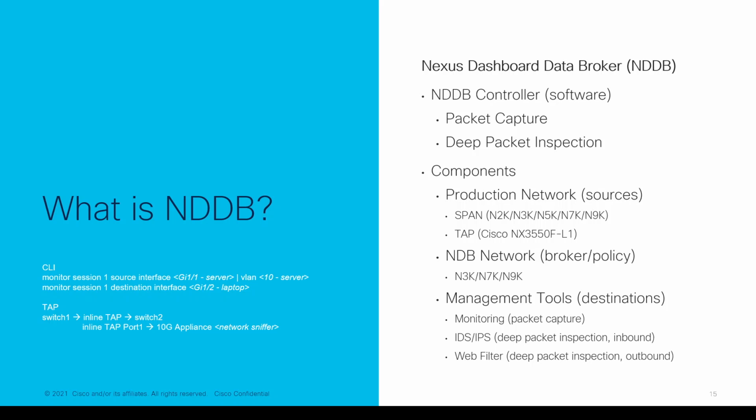And then we have monitoring tools. This is where traffic is ultimately forwarded to. Monitoring tools are those which perform packet processing, such as packet capture or deep packet inspection. The monitoring tools can be used for monitoring how much of total traffic is TCP versus UDP based, IDS, IPS, security vulnerabilities in the Layer 7 payload, web filtering for filtering outbound traffic per business policy, and so on. The Nexus Dashboard Data Broker Controller software will also program ports on the Nexus Data Broker network that send traffic to the management or monitoring tools. These are known as management tool or monitoring tool ports.